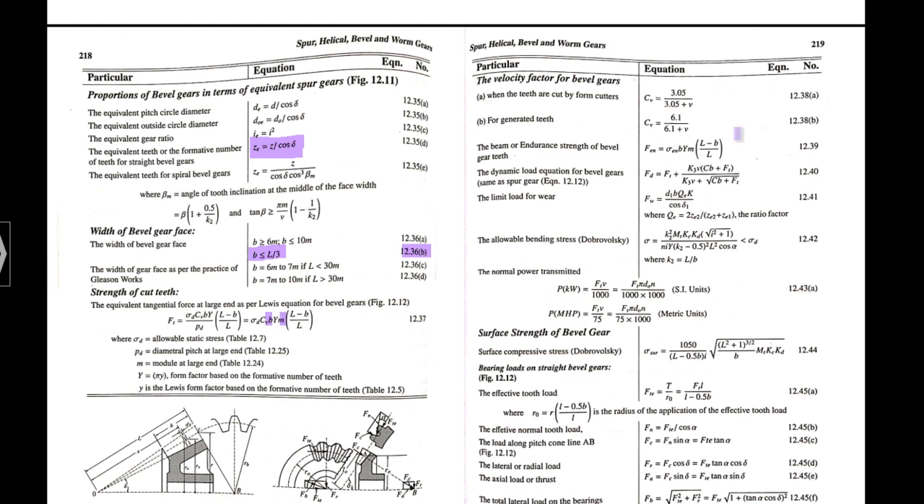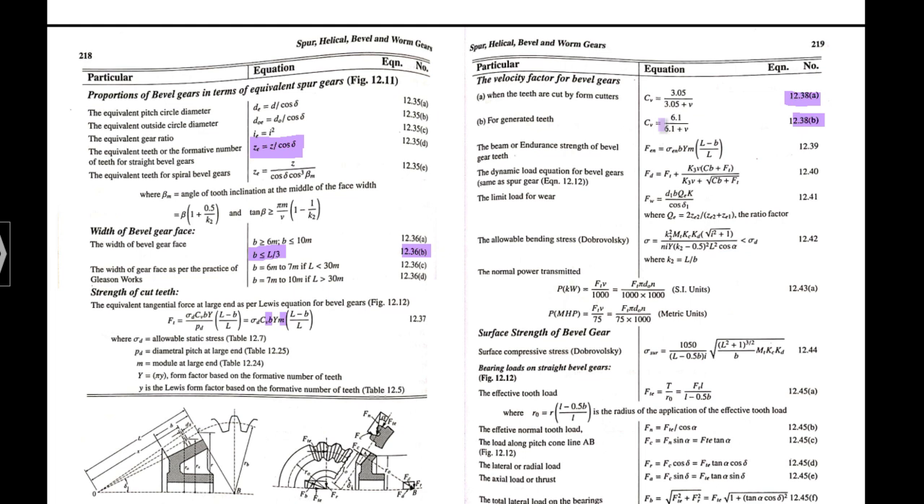And the equations for Cv are 12.38a and 12.38b. So use these two equations: we will assume the module, calculate the velocity, followed by the calculation of Cv, and then finally m cube Cv. I think that procedure is very clear to you right now. You simply follow that procedure. The only thing is the changes in the equation. You have to note down the changes in the equation.